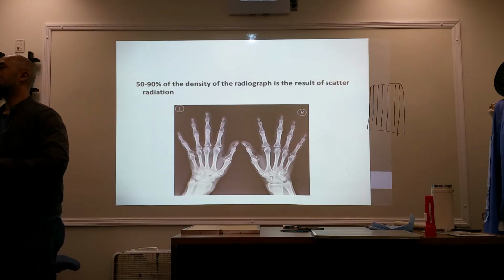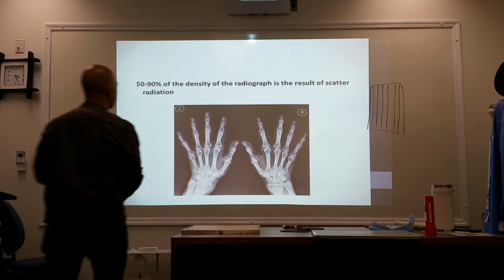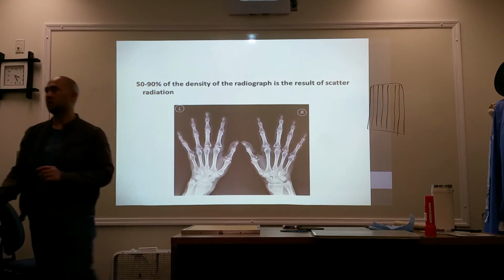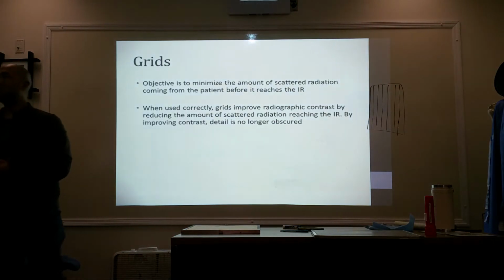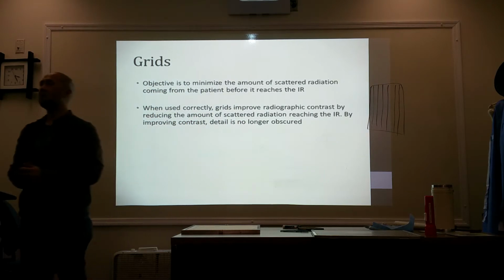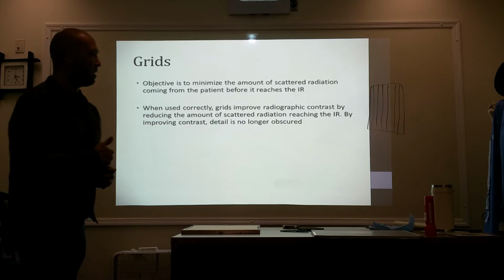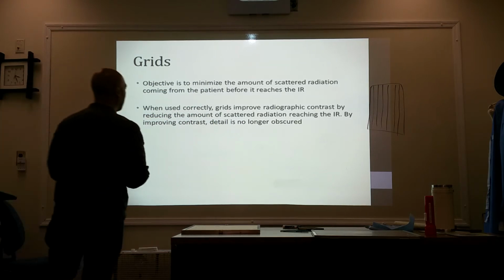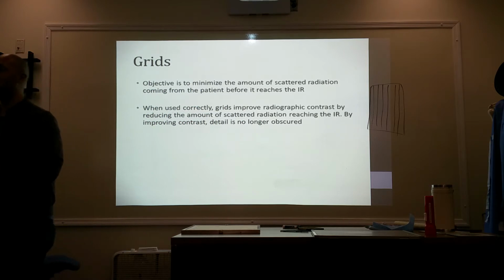Remember, 50 to 90% of the density on your radiograph is a result of scatter radiation. This is what's going to give us our overall darkness on our film, 50 to 90%. Grids: the objective of the grid is to minimize the amount of scatter radiation coming from the patient before it reaches the image receptor. When used correctly, grids improve radiographic contrast by reducing the amount of scattered radiation reaching the IR. We all concluded that, right?